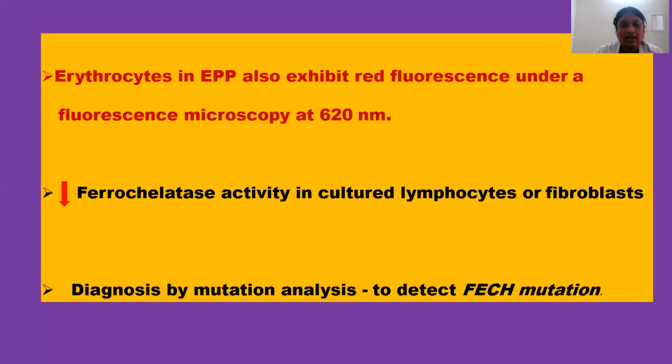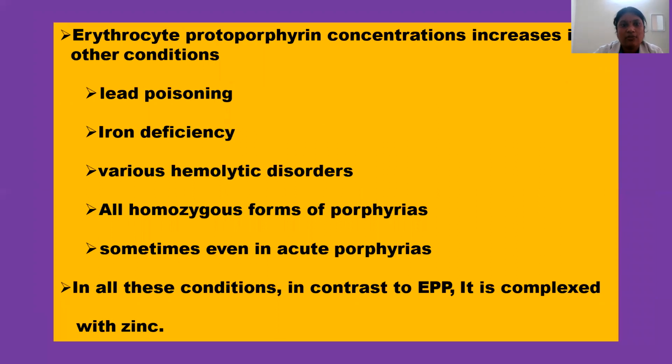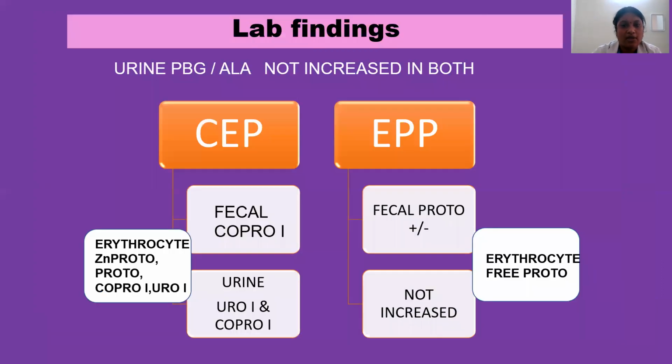Erythrocytes will exhibit a red fluorescence under fluorescence microscopy at 620 nanometers, and there will be decreased ferrochelatase activity in cultured lymphocytes or fibroblasts, and FECH mutation diagnosis by mutation analysis. Erythrocyte protoporphyrin concentration will be increased in other conditions like lead poisoning, iron deficiency, hemolytic disorders, and other forms of porphyrias. But in all these conditions, it is complexed with zinc, whereas it is free in EPP.